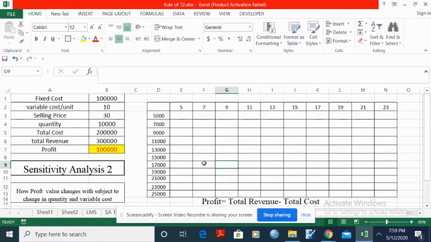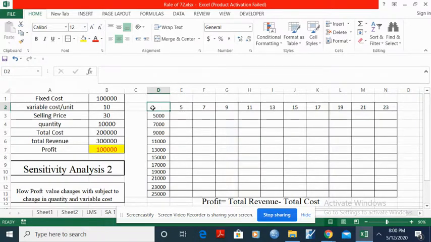What is the actual meaning of that? I just wanted to know, for 11 rupees variable cost and 9,000 quantities, how much profit I will get if I manufacture. So I wanted to know the profit value with respect to change in variable cost and change in quantities: for the corresponding variable cost and the corresponding quantity, how much profit we will get. So what is supposed to be done here?